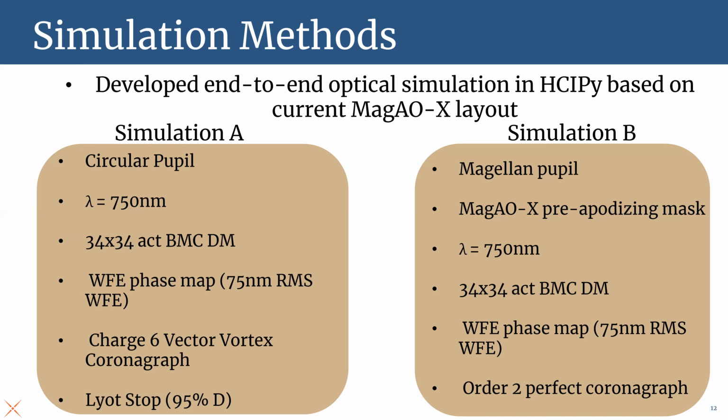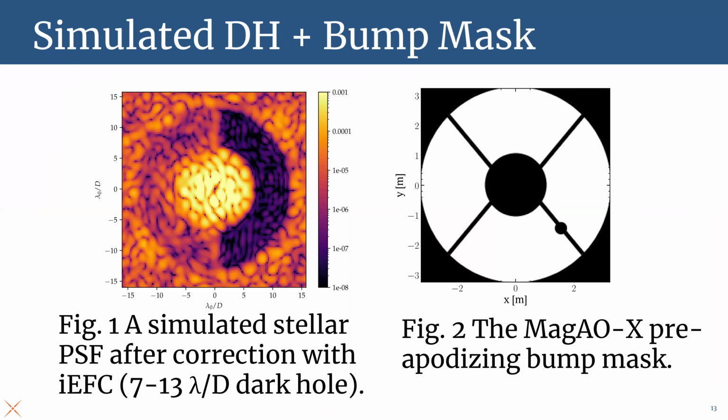In one of the simulations, I use a vortex coronagraph with a circular aperture and a 1K DM. In the other simulation, I use the Magellan pupil as well as our instrument's pre-apodizing mask and a perfect coronagraph. MagAO-X is our extreme AO system located on the Magellan telescope. These are just some figures from the simulations.